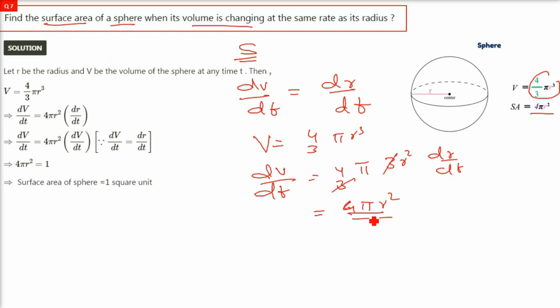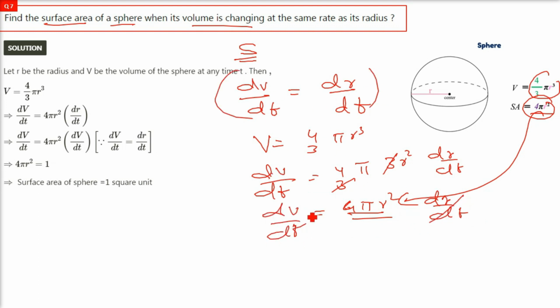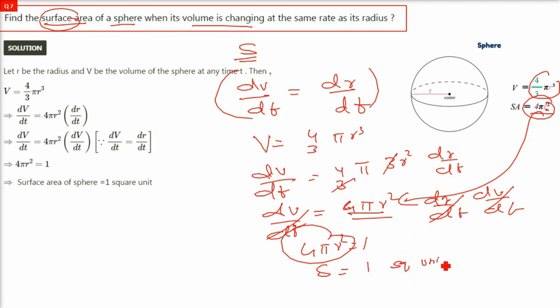But to our not surprise, it is evident that dv by dt and dr by dt is equal. So you can just cancel these two out. 4 pi r square is going to come as 1. So 4 pi r square is 1. That is your surface area. So they are asking about surface area. The surface area of a sphere is 1 square unit. Please write square unit because surface area will be in square units. Area is always in square units, volume always in cubic units.